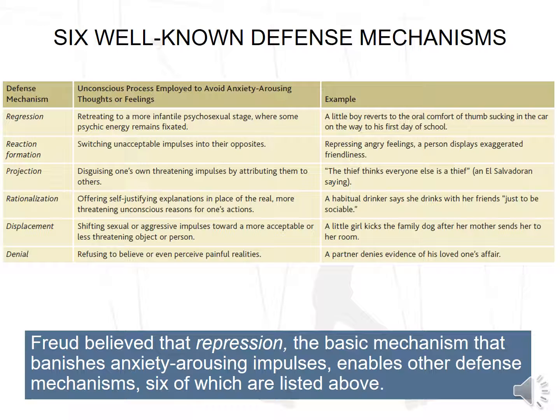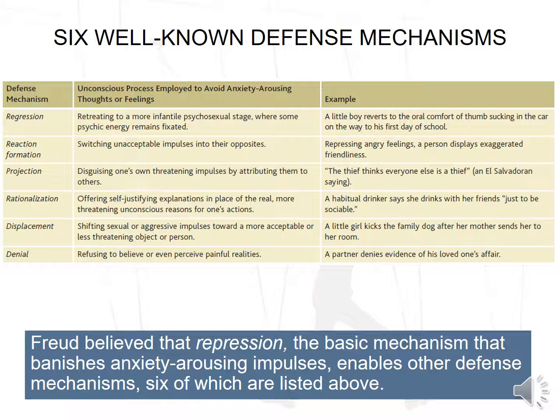This slide shows 6 well-known defense mechanisms according to Freud. The left column lists the defense mechanism. The middle column talks about the unconscious process employed to avoid the anxiety-arousing thoughts or feelings, and the last column gives an example. So the first one is regression. It's retreating to a more infantile psychosexual stage where some psychic energy remains fixated. An example is a little boy reverts to the oral comfort of thumb sucking in the car on the way to his first day of school.